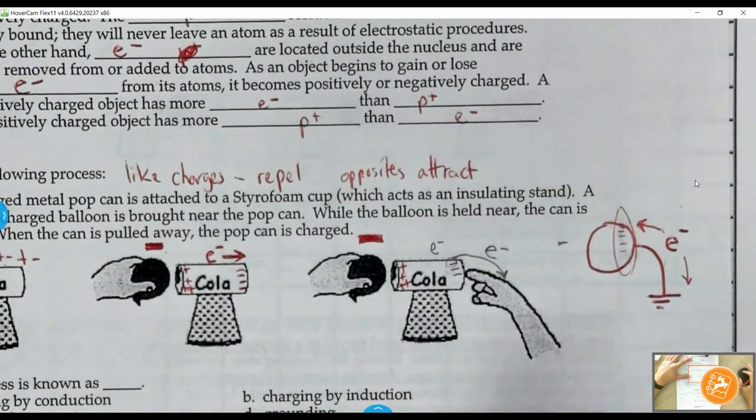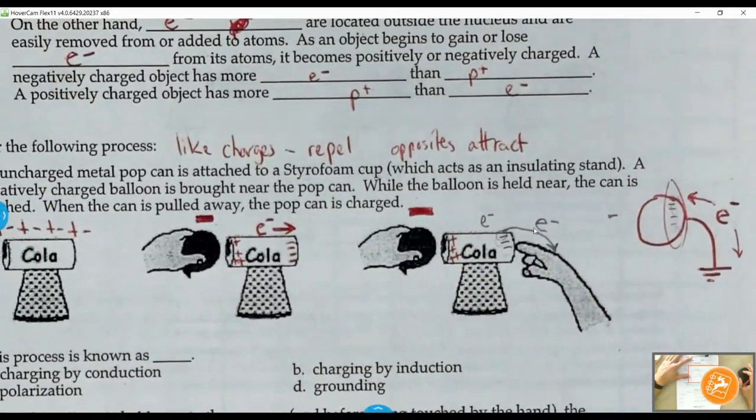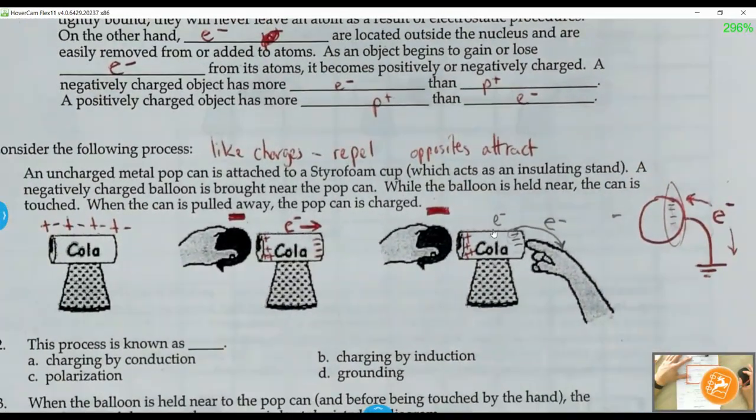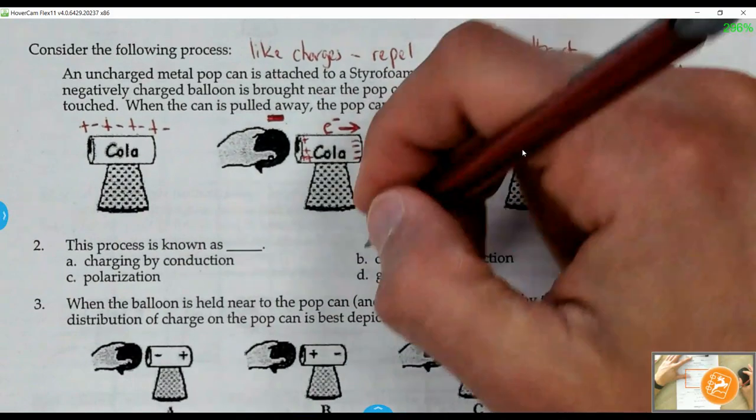Now we take that away. You still have your 4 protons. What's the overall charge? Positive. So that is charging by induction. This is charging by induction. So that is going to be this first one, E.